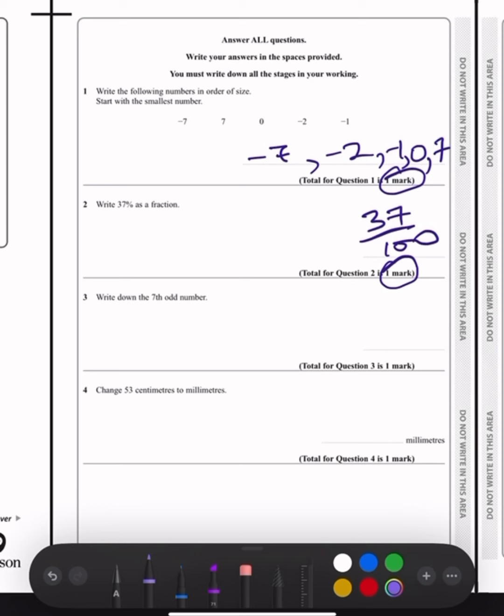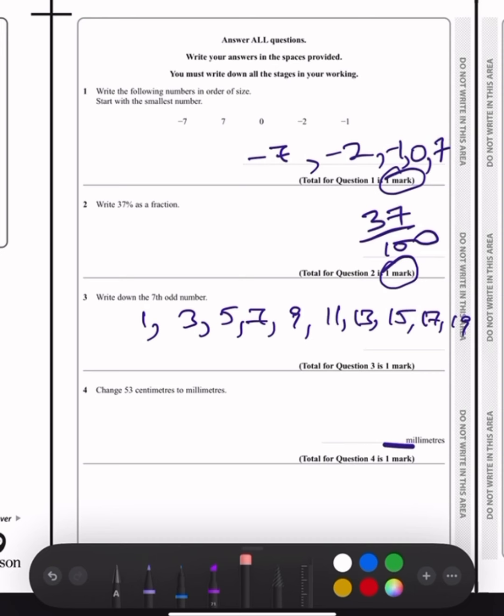7th odd number there. So we write the numbers 1, 3, 5, 7, 9, 11, 13, 15, 17, 19. Here we are with all the odd numbers. Now we need to find the 7th odd number. So we basically count. This is your 1st, 2nd, 3rd, 4th, 5th, 6th, 7th. Now we know our 7th number is 13. So our 7th odd number is 13, and that will be our answer.